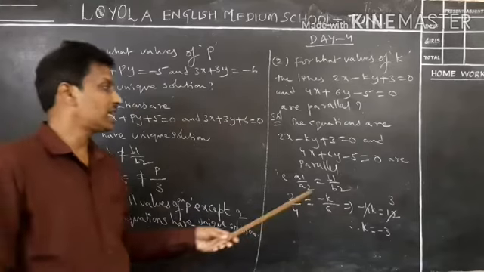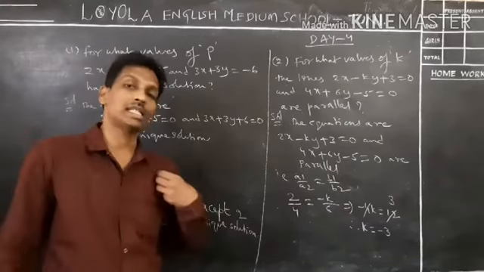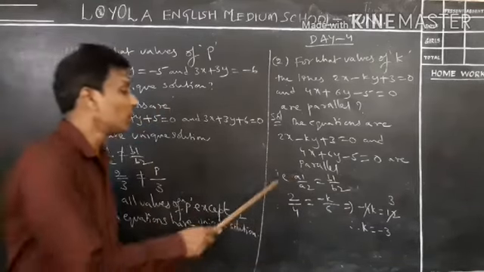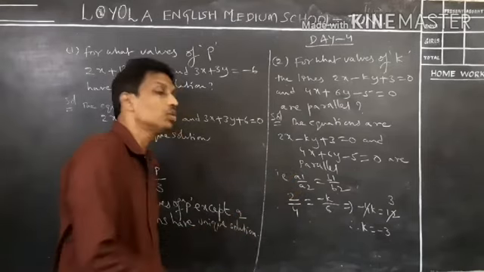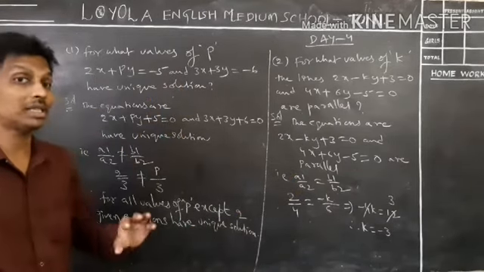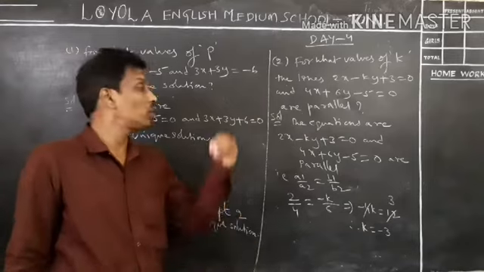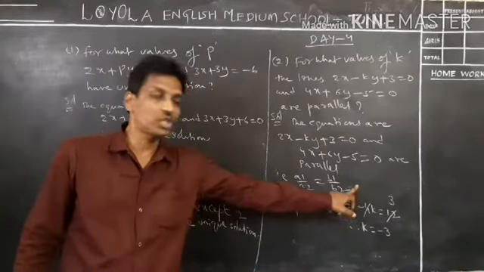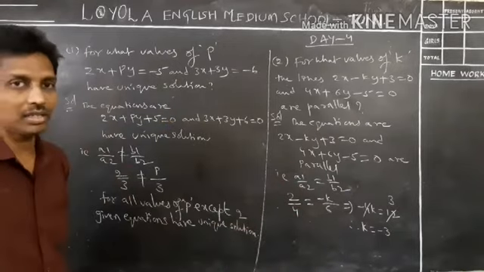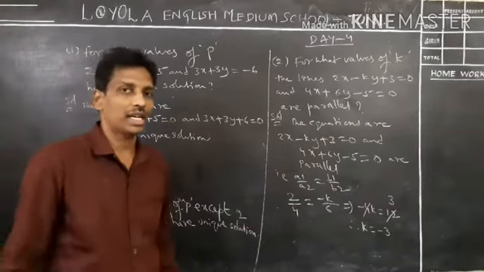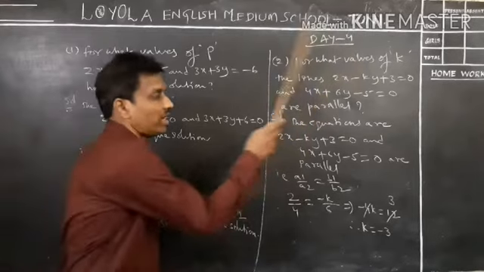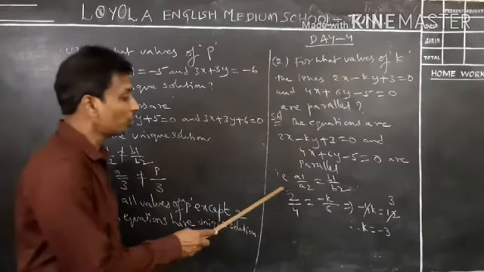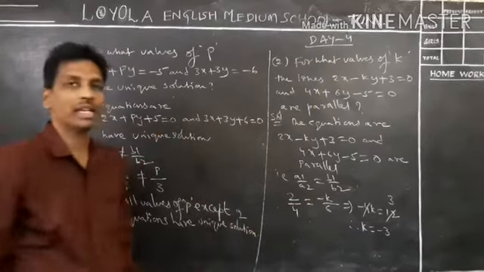At what condition are the two equations said to be parallel? We know the condition a1 by a2 is equal to b1 by b2, but that ratio should not be equal to the ratio of the constants. So here I am not writing the ratio of constants, because we need not think about the constants. We are asked to find the value of k. 2 by 4 is equal to minus k by 6.